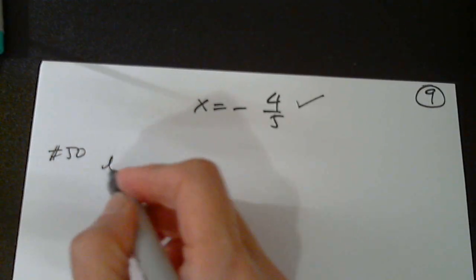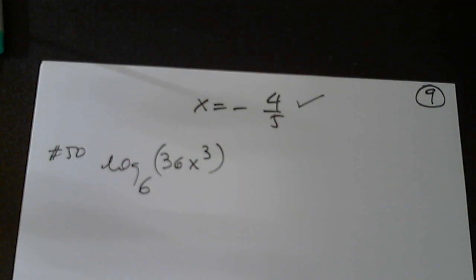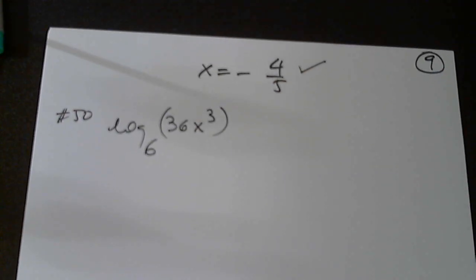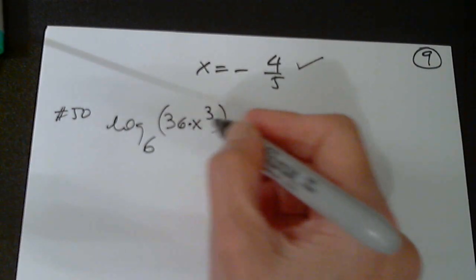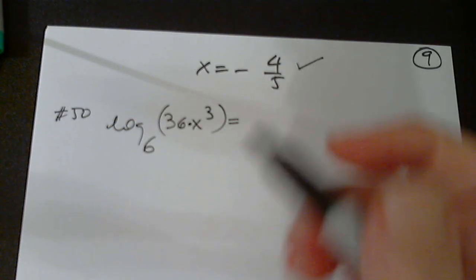In 50 we have log base 6 of 36x to the third. They're asking us to expand into very, very simple logs. So this is the product. How do I expand the product? Does anyone remember how to expand the product? We just condensed the log a few minutes ago. We had a sum of 2 logs. So that's exactly what it is.